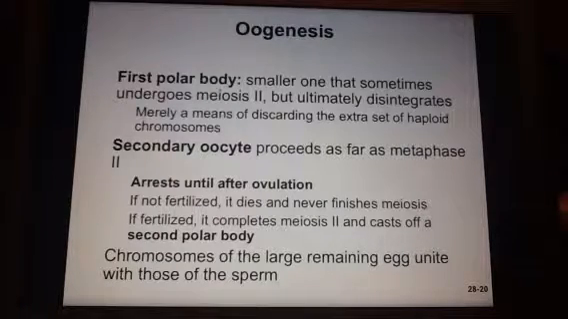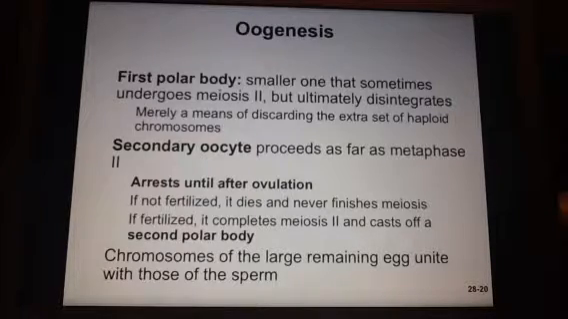The secondary oocyte goes as far as metaphase 2. This feels really weird because we start the second part of meiosis but do not finish it. It arrests until after ovulation. If it's not fertilized, it dies and never finishes meiosis. But if that secondary oocyte is fertilized, then it completes meiosis 2 and casts off a second polar body. Then the haploid secondary oocyte meets with the haploid sperm, and that is how it is sometimes described as restoring the diploid number of chromosomes.